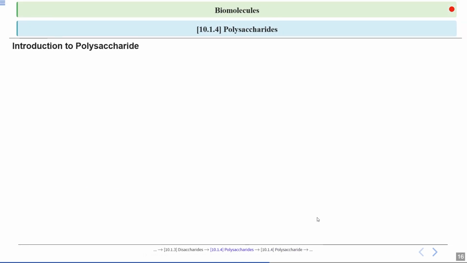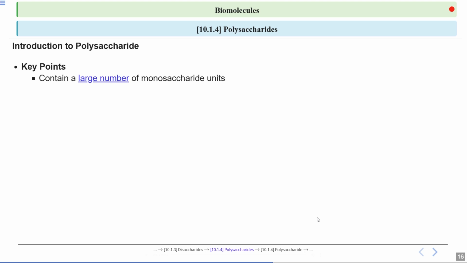Now we will move towards the introduction to polysaccharides. So first we will see that polysaccharides contain a large number of monosaccharide units. Monosaccharide units are simple sugars like glucose, and when many of them join together, they form bigger molecules which are called polysaccharides.